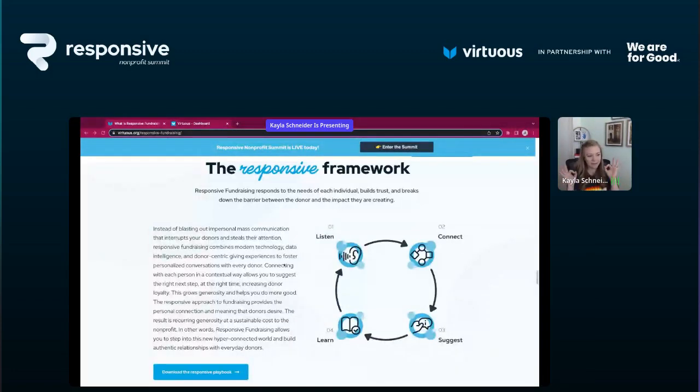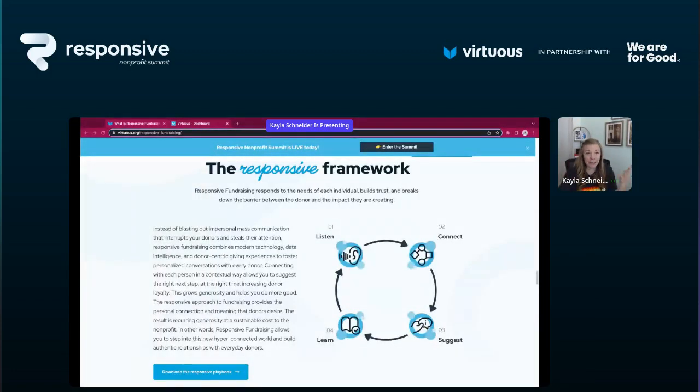And so today we are going to look at Virtuous in the aspect of listening and understanding what that looks like. So I'm going to share my screen here. And I want to do one thing real quick. Let me share my screen and we'll look at what responsive fundraising is so we can think about that there. And then we can jump into the platform. Please feel free to add any questions in the chat. I will be monitoring that. Perfect. Y'all can see my screen.